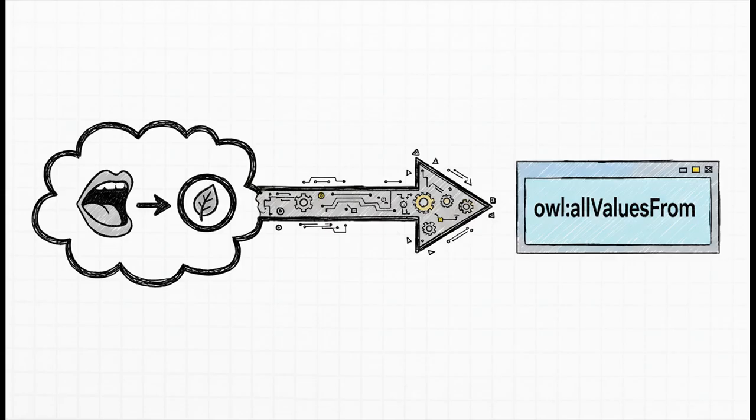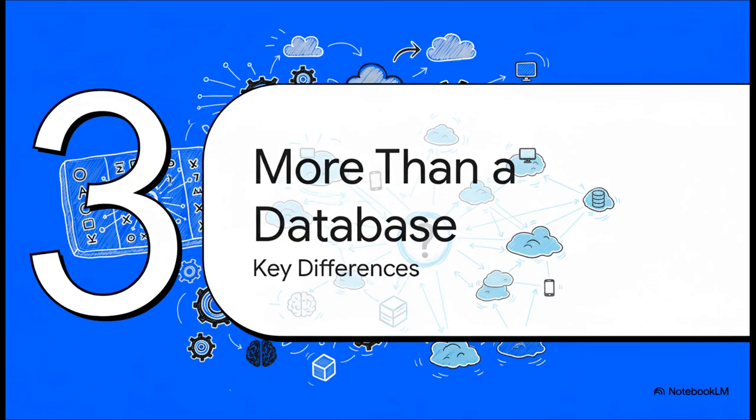That level of precision is what lets a machine reason about this knowledge with zero mistakes. Okay, so right about now, you might be thinking, hang on, this just sounds like a really, really complicated database. And you know what? That's a fair point. So in this next section, let's break down the crucial differences.